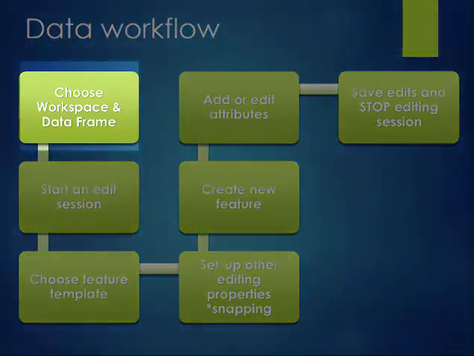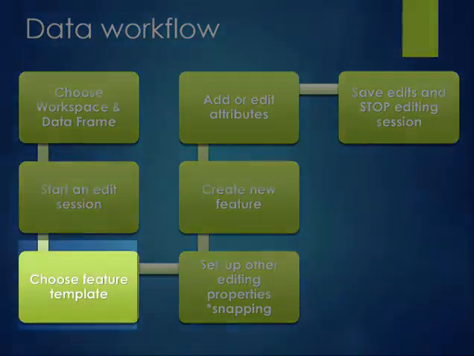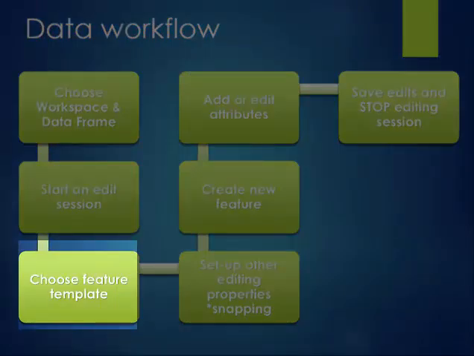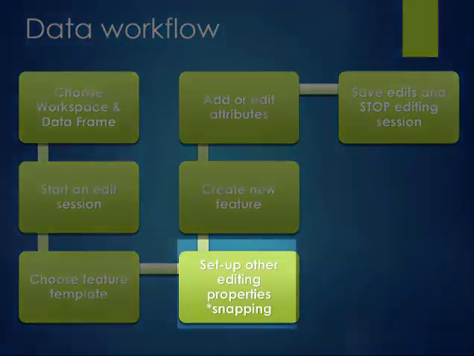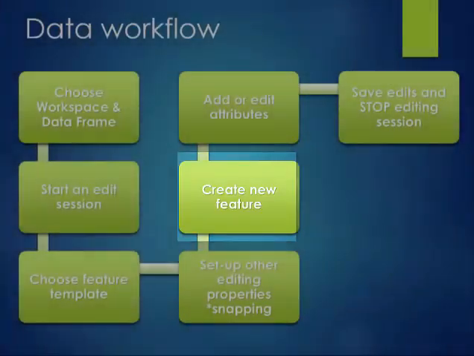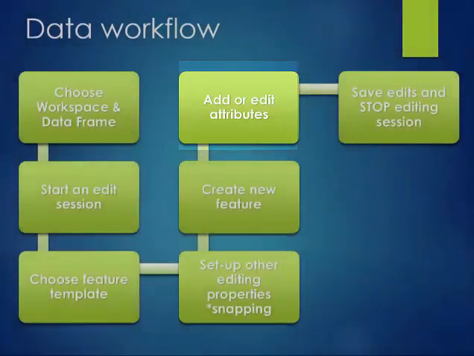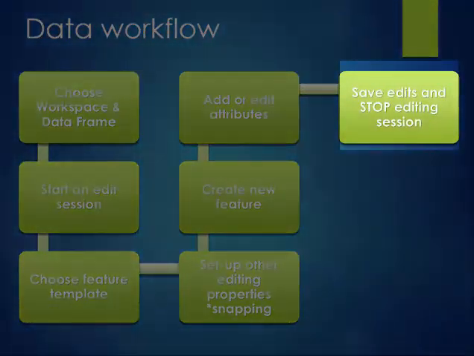Choose the workspace and data frame you want to edit. Then you'll start an edit session. Choose a feature template and construction tool from the Create Features window. You'll set up additional editing properties or options such as snapping. Create the new feature such as by digitizing on a map. Add or edit attributes of the feature. Save edits and stop editing.